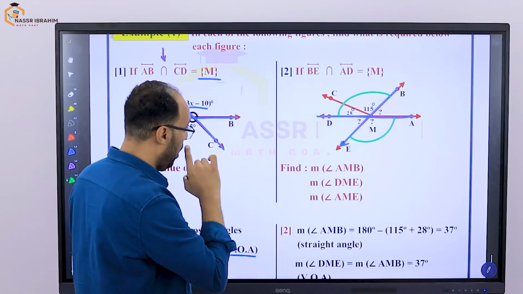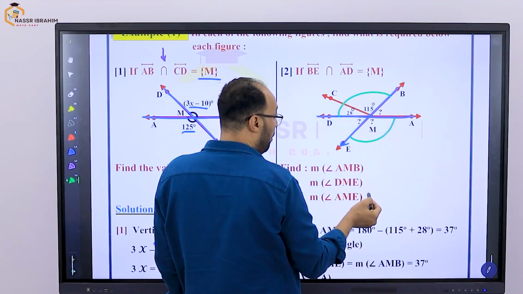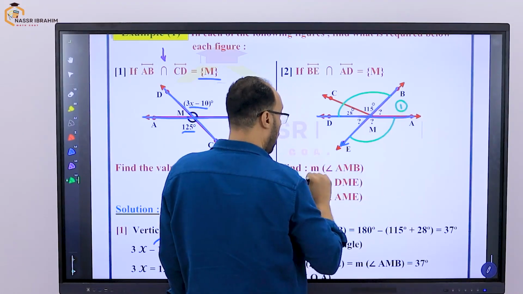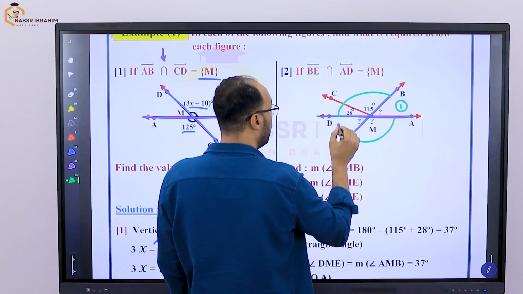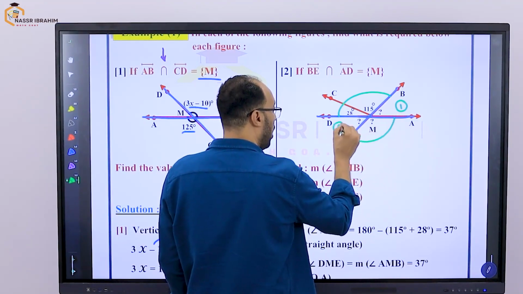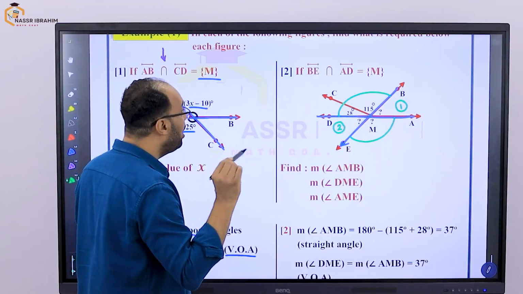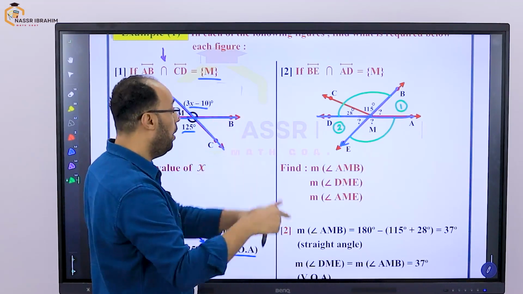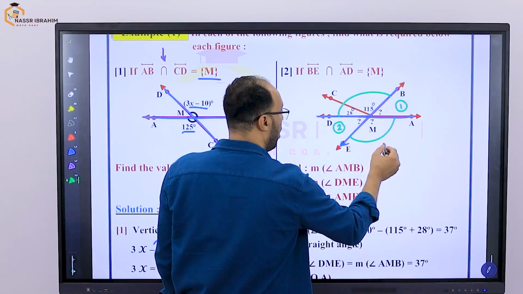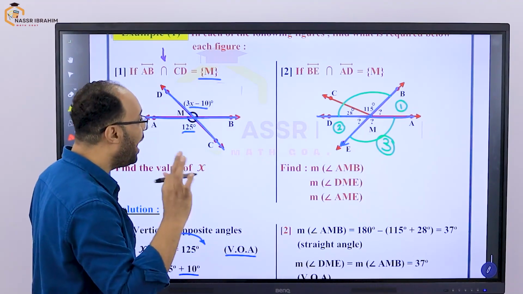He asked us to find the measure of angle AMB, this one, then angle DME, which is the next one, the opposite one. As you see, measure of angle 1 will be equal to measure of angle 2. Why? Because they are vertically opposite angles. The third one, measure of angle AME, this is the third one. So he asked us to find three angles.